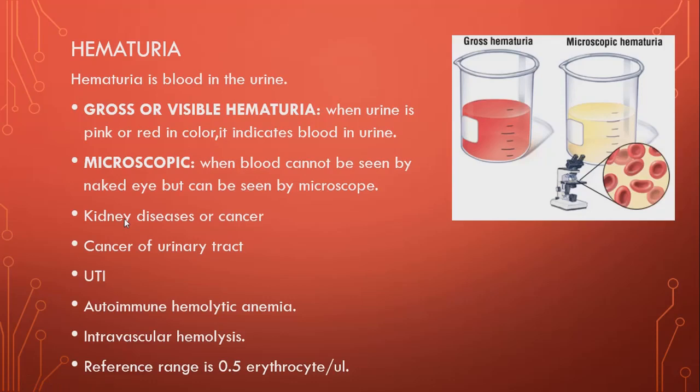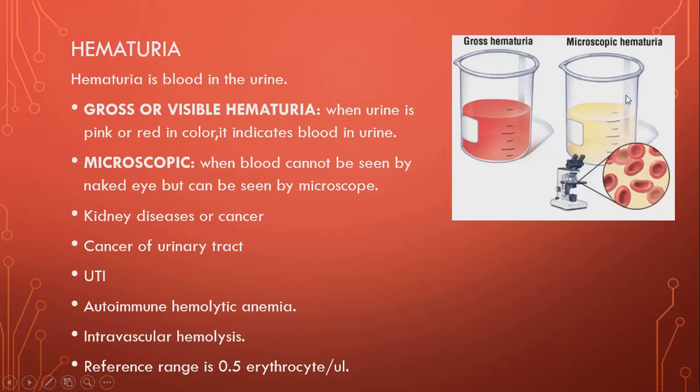Now hematuria. Hematuria is actually blood in the urine. It is defined as blood in the urine. Now there are two types of hematurias. They can be a gross or visible hematuria, or it can be a microscopic hematuria. So the gross hematuria is when the urine appears to be pink or red in color. It indicates blood in the urine, and that's visible by naked eye.